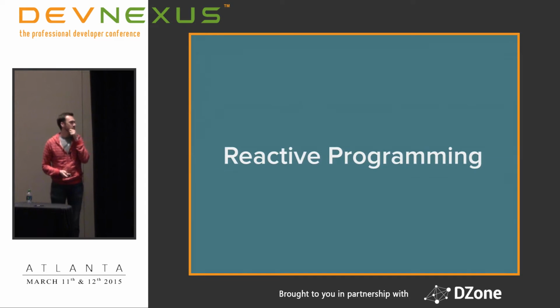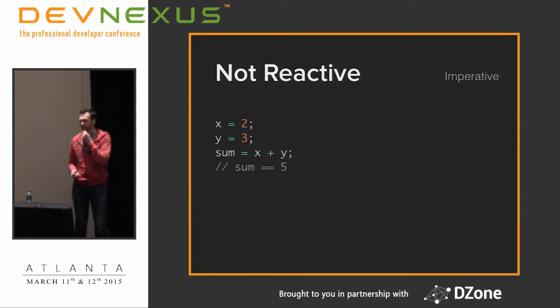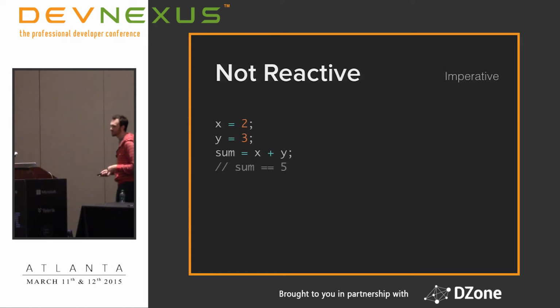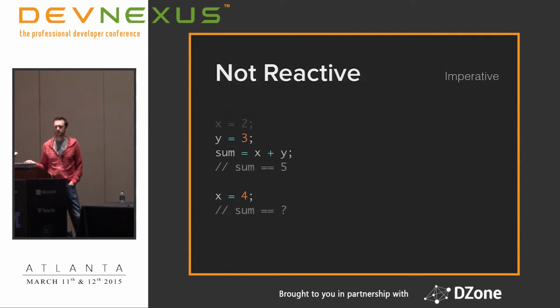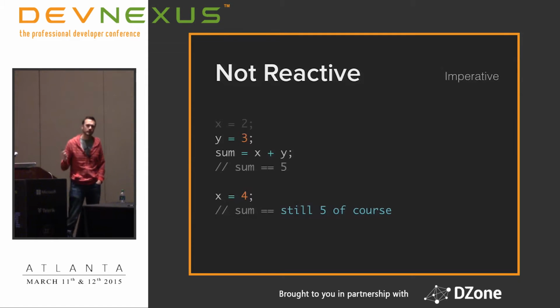So what's reactive programming? To answer that question, let's first look at what's not reactive. Everybody's seen some code like this before, right? It's super simple. We set x equal to 2, y equal to 3. We add them together into the variable sum, and now sum is equal to 5, right? Now what if we update x to equal 4? What does sum equal now? Well, it's still 5, right? Sum is still the value that it got before. It didn't react to any of the changes that we made.